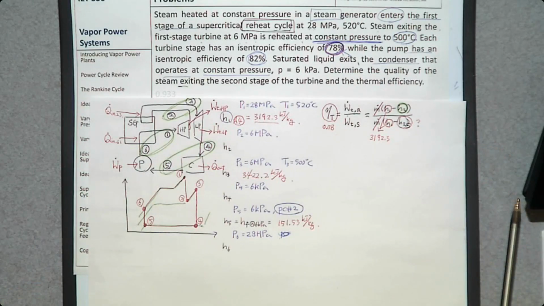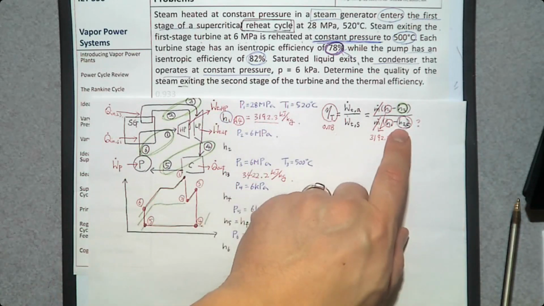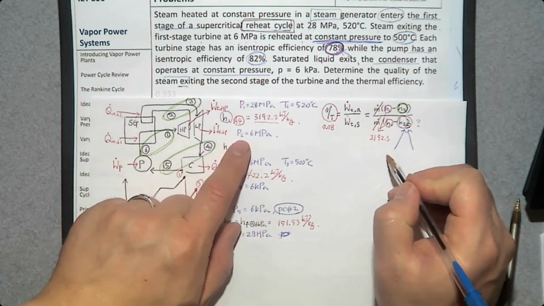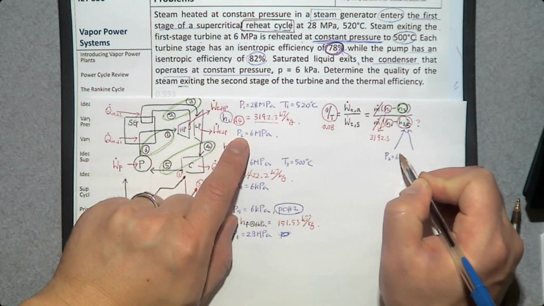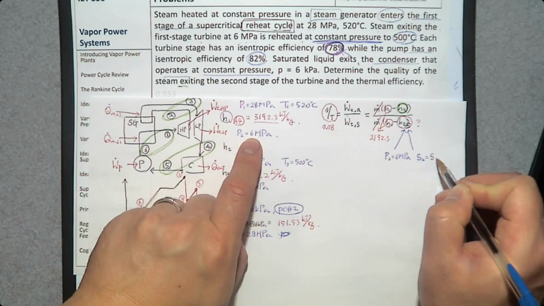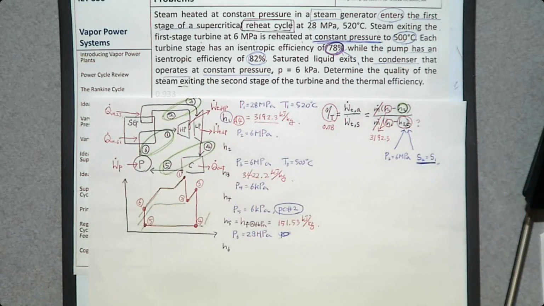Then how can we find H2S? H2S is the specific enthalpy at the exit of an isentropic turbine. Isentropic turbine means entropy S remains constant. So how can we calculate this one? By assuming an isentropic turbine. So P2 is 6 megapascal and S2 is going to be the same as S1. This is how we are going to find H2S. Then do we know S1? Yes, you can find S1 because we know P1, T1. S1 can be found from the same table as we found H1.